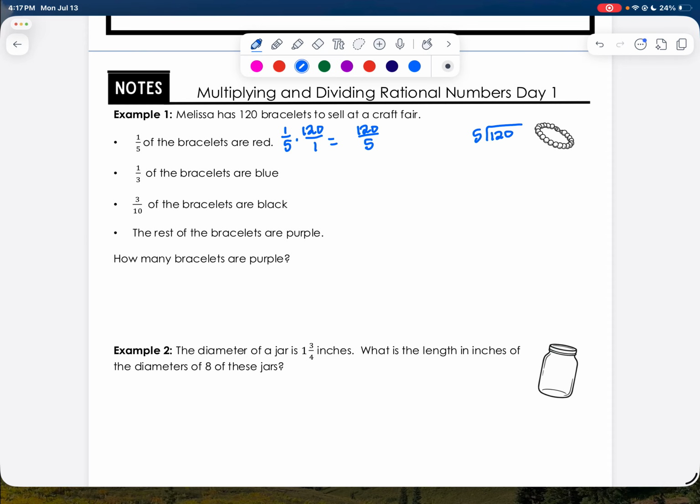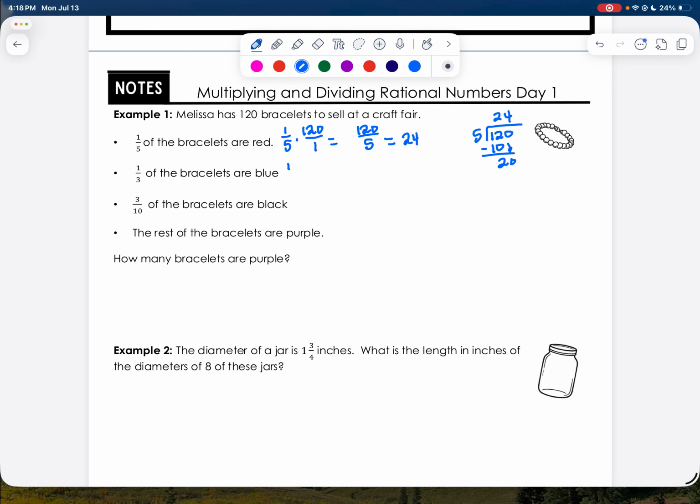5 will go into 120. 5 goes into 12 two times. 2 times 5 is 10. Subtract and bring down, so that would be 2. 5 goes into 20 four times. So 24 of the bracelets are red.